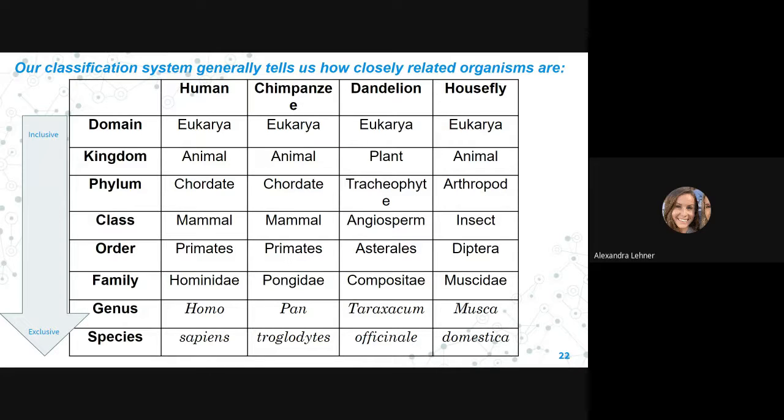Remember, the domain is the most inclusive, which means it includes the most. The domain in this case includes the human, the chimpanzee, the dandelion, and the housefly. But when you look at the species, that's the most exclusive, and you notice that all four of our organisms are not a part of the same species.